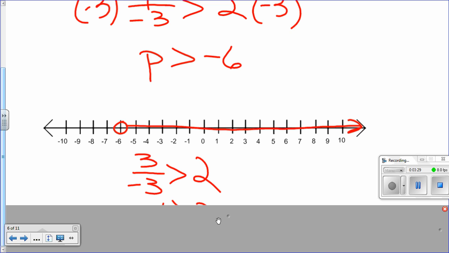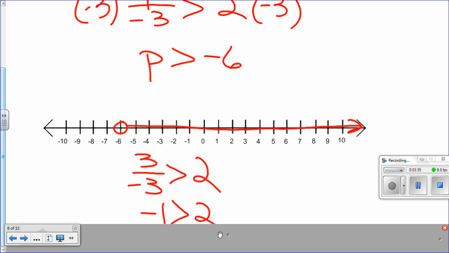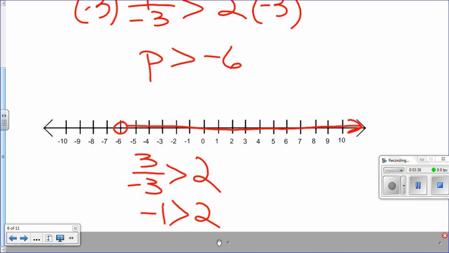So in this case, I picked 3. 3 over -3 is greater than 2. -1 is greater than 2. Did I do that right? Hang on. Positive divided by a negative is a negative. -1 greater than 2. Let's go back. Maybe I messed up here.